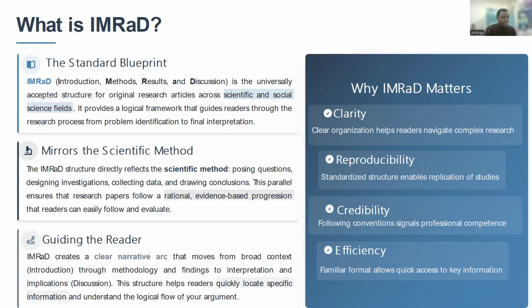Okay, now, anyone who has a question so far, before we move into the structure one by one? We'll be taking the introduction first. If you have any questions, you can let us know. Any question? Okay, no question.